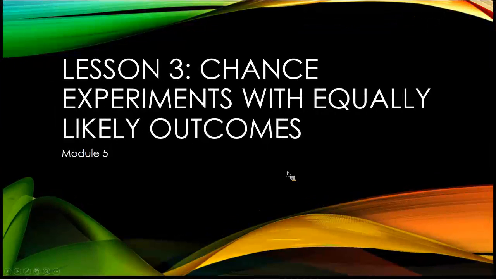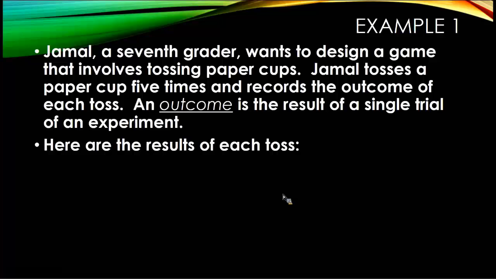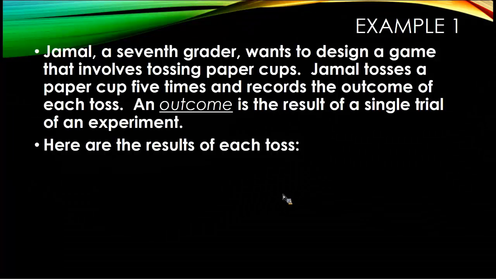Chance experiments with equally likely outcomes. Example 1. Please read this in your note packet as I read it aloud. Jamal, a 7th grader, wants to design a game that involves tossing paper cups. So Jamal tosses a paper cup 5 times and records the outcome of each toss. An outcome is the result of a single trial of an experiment.